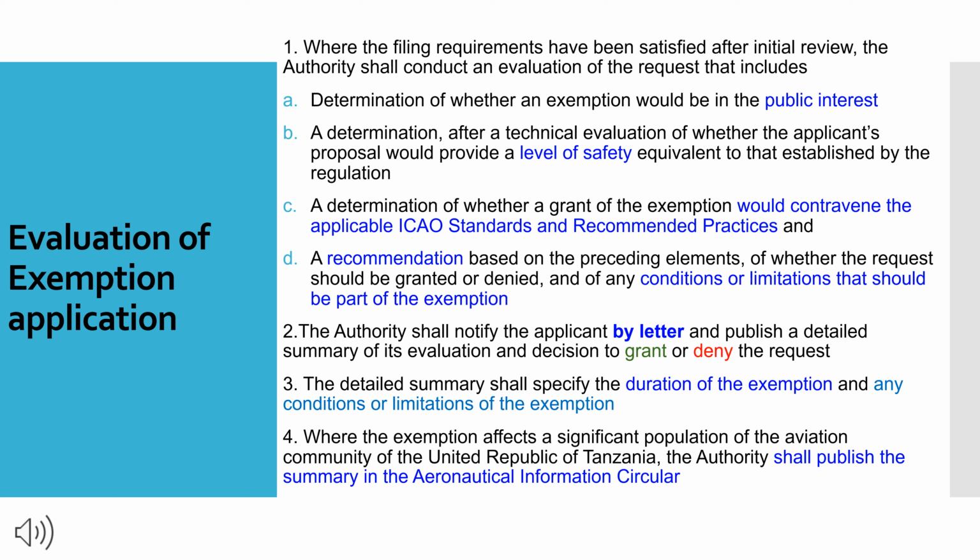The authority shall notify the applicant by letter and publish the detailed summary of its evaluation and decision to grant or deny the request. The detailed summary shall specify the duration of the exemption and any conditions or limitations of the exemption. And where the exemption affects a significant population of the aviation community in the United Republic of Tanzania, the authority shall publish the summary in the Aeronautical Information Circular, AIC.